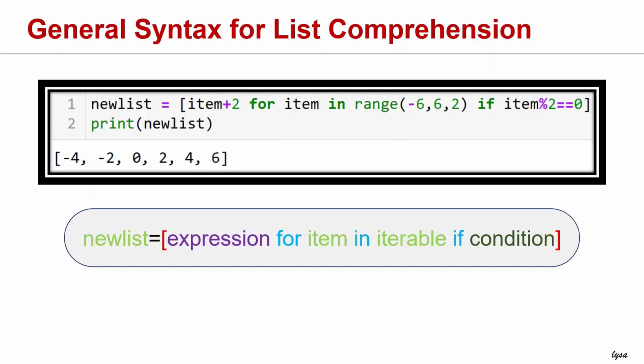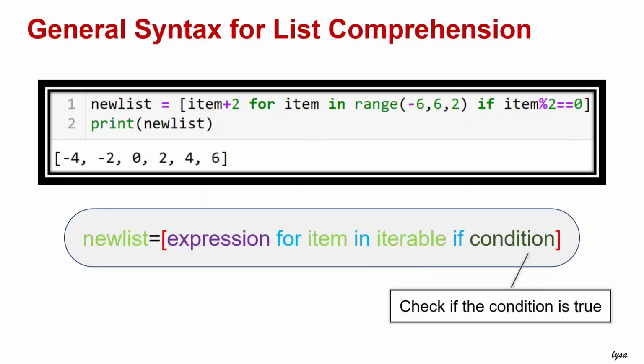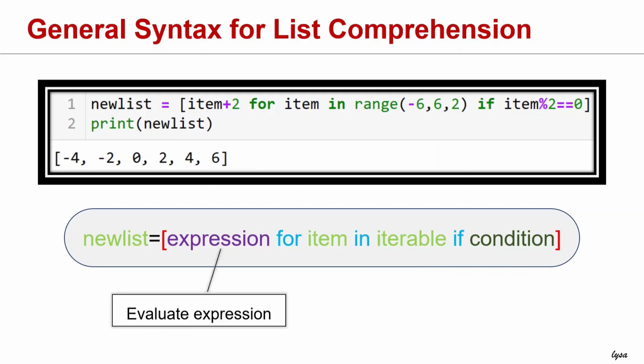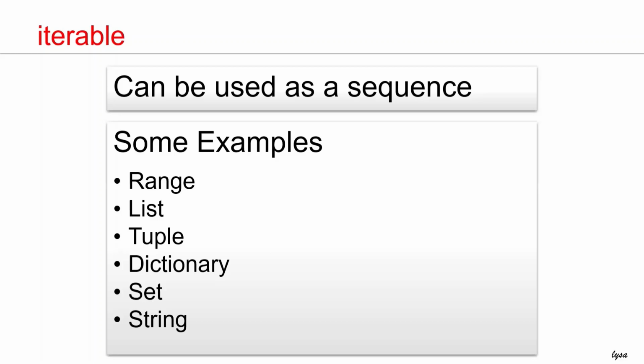Please note the syntax says for item in iterable. That is, it takes each item in the iterable, checks the condition, evaluates the expression, creates a new list, and returns the list. So far, we have seen examples in which we are taking the items from a list. But the general syntax is to take it from any iterable. Iterable is anything that can be used as a sequence. Some example iterables are range, list, tuple, dictionary, set, and string.